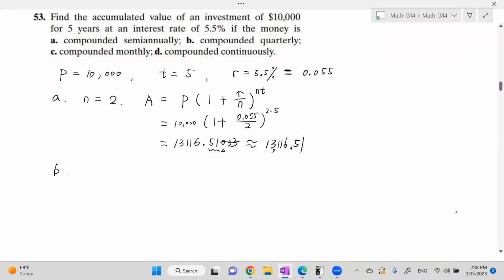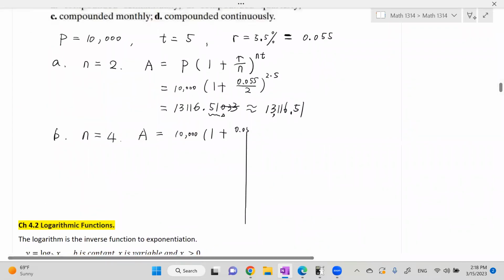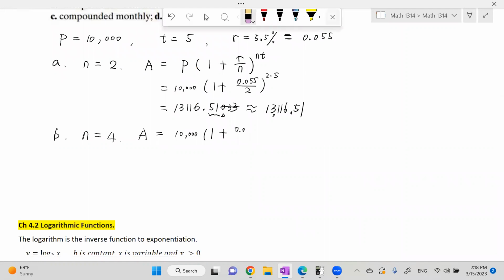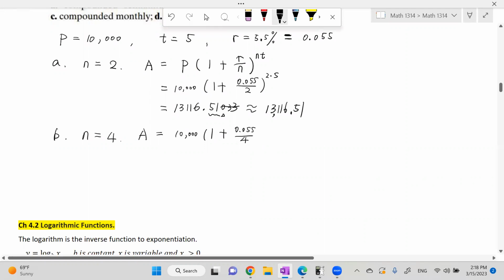So number B, what is the n, compound quarterly? Quarterly means you compound 4 times a year. So n is 4. And for A, we use the formula, so I can directly plug in the values. P is 10,000 times 1 plus the r is still 0.055 over 4, because now n is 4.